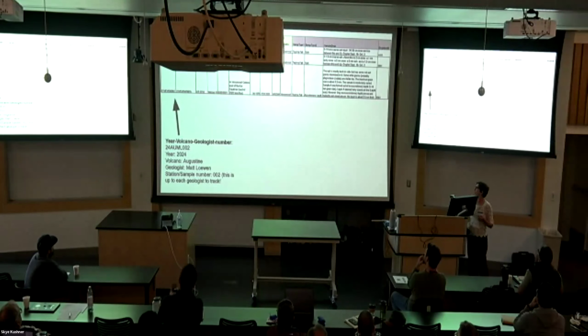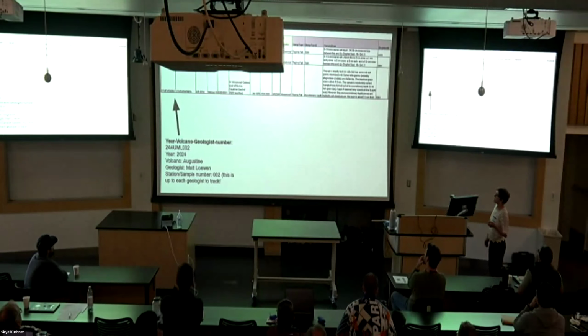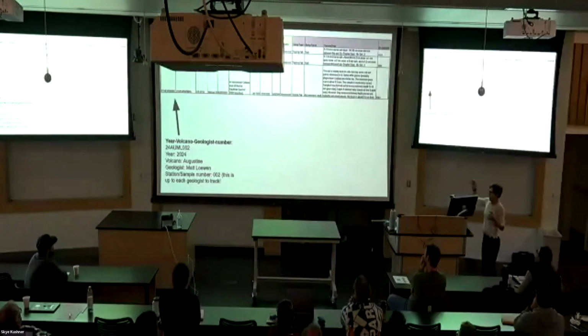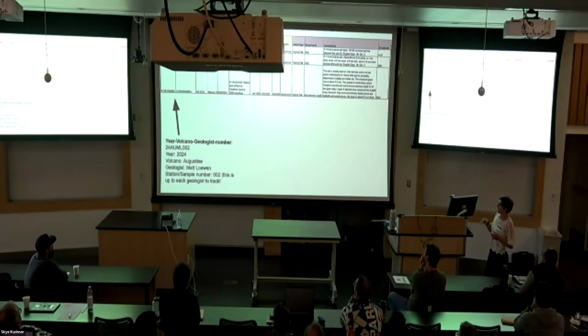So we're looking at things like standardized station and sample IDs. So in this case, we have the year. A lot of good metadata is built just into the sample and station ID. So the year 2024, Augustine, so AU for Augustine. In this case, it was a Matt Loewen sample, so ML, and then the station name, which is 002. And this really helps. So we try to make this a standard, and we ask that other people use it as well. You don't have to, but it really certainly helps.